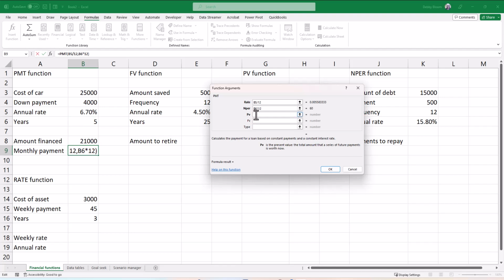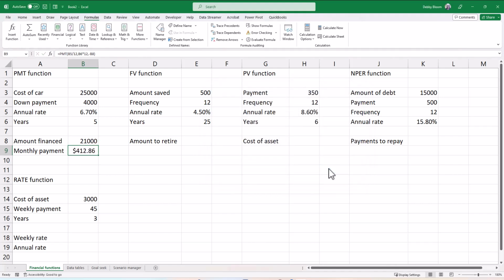So now in the PV, I'm going to type a negative sign. If I don't type a negative sign in the PV, the answer will come out negative, which makes sense because you're making the payment. And I'm going to click on the amount financed. Had I not calculated the amount financed, I would have had to do parentheses here and take the cost of the car minus the down payment. So we can now see that the PMT function gives us $412.86 a month. And now it's set for a what-if analysis.